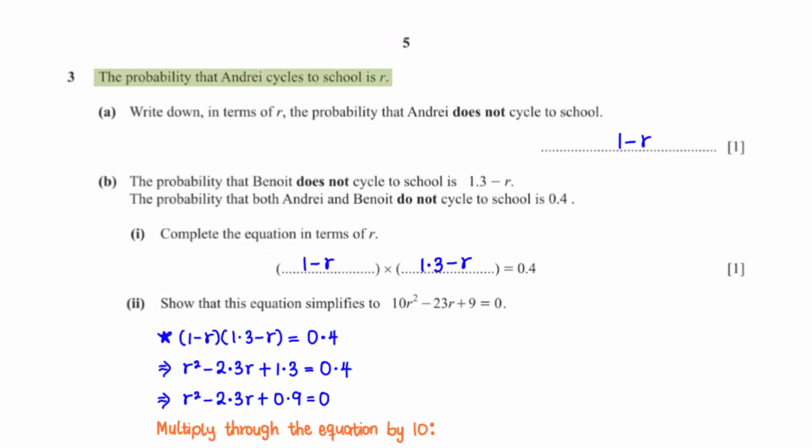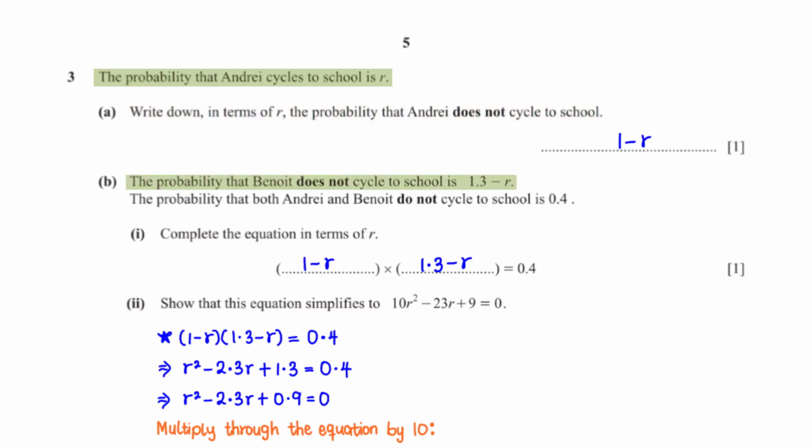The probability that Andre cycles to school is R. Write down in terms of R the probability that Andre does not cycle to school. The sum of the probability that Andre cycles to school and the probability that he does not cycle to school must add up to 1. And so to get the probability that he does not cycle to school, we simply subtract R from 1. So we have 1 minus R.